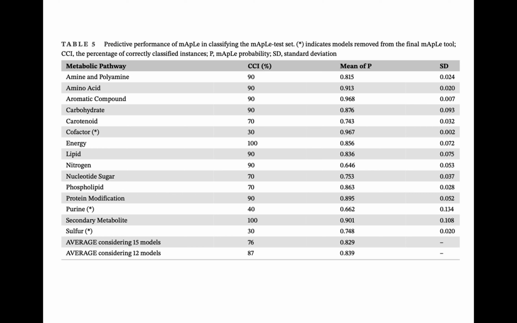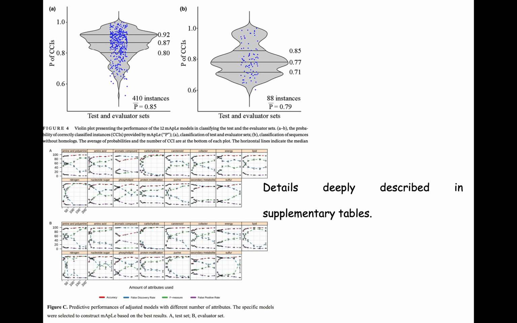In table 5, we will find the metabolic pathways and the predictive performance. We can see an average around 87%, excluding the 3 metabolic pathways that were not so good and need some improvement. And then at the end, we have 12 metabolic pathways with an average of correctly classified instances around 87%. And in figure 4, we will find the predictive performance of these pathways, these models, over test and evaluator sets, right?